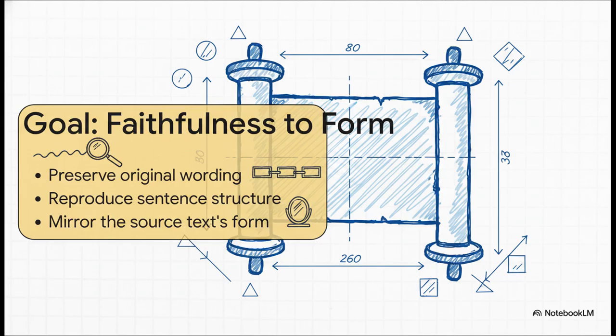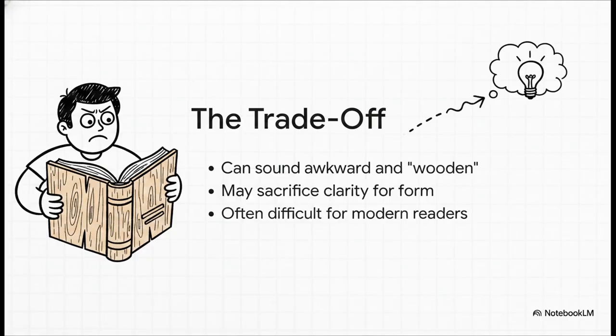The whole idea is to kind of transport you, the reader, back in time and let you see how the original language was put together. But of course, there's a trade-off, right? If you stick that closely to the original grammar, the translation can sometimes come out sounding a little clunky or wooden in English. You might end up sacrificing some immediate clarity just to stay true to the form.